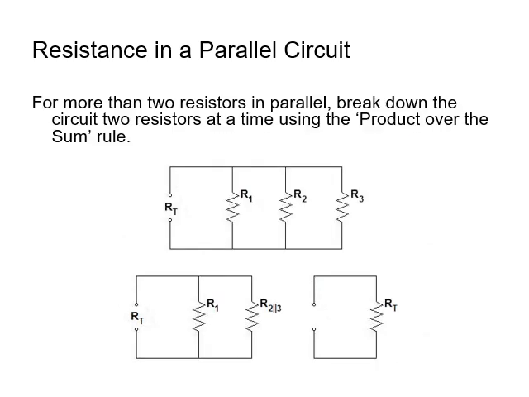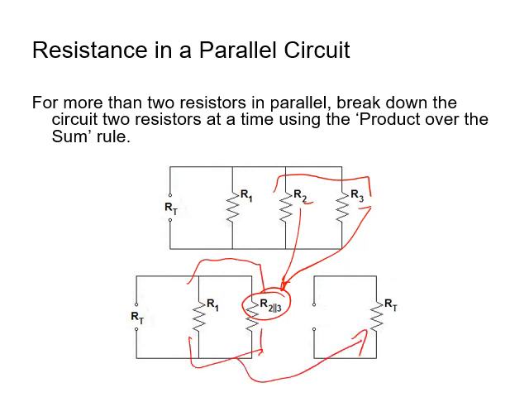Okay, so what if I have a circuit that has 3 resistors in parallel, or even more, 4 resistors in parallel? Then we would break it up into parts. The first part is I would take these 2 resistors and calculate R total, which is this one for resistor 2 and 3. And then I would combine these two, to get R total.